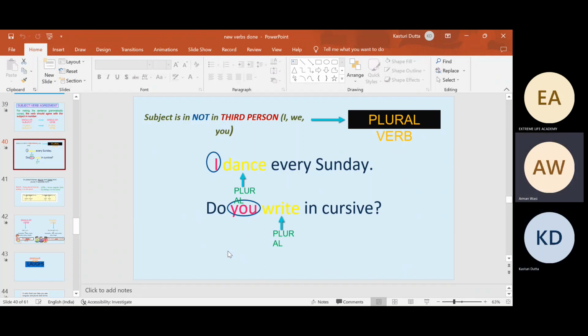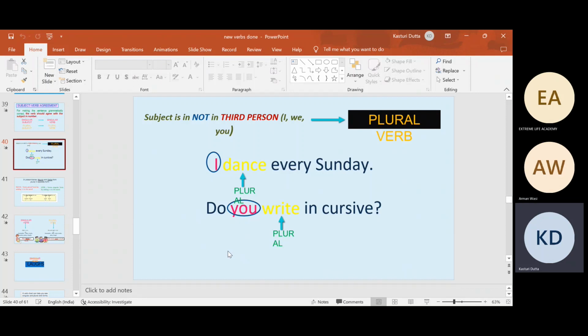Tell me, any other exceptional except I or you? We is plural, so we use plural, but we dance every day. We dance every day. Yes, but we use plural word. Is there any other exceptional case where we use a plural verb with a singular subject? Plural verb, I mean, dances, sings, with a singular subject.